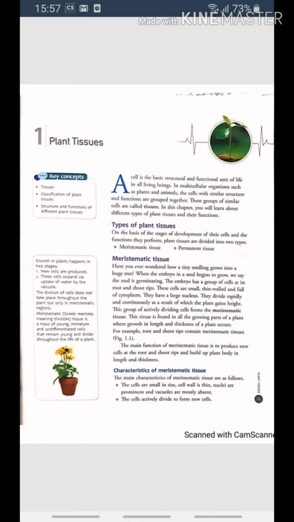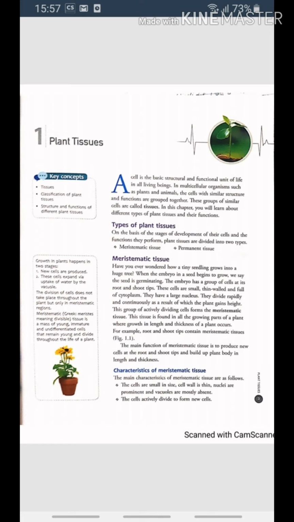On the basis of the stages of development of their cells and the functions they perform, plant tissues are of two types: meristematic tissue and permanent tissue. The embryo has a group of cells at its root and shoot tips. These cells are small, thin walled, and full of cytoplasm. They have a large nucleus. They divide rapidly and continuously, as a result of which the plant gains height. This group of actively dividing cells forms the meristematic tissue.